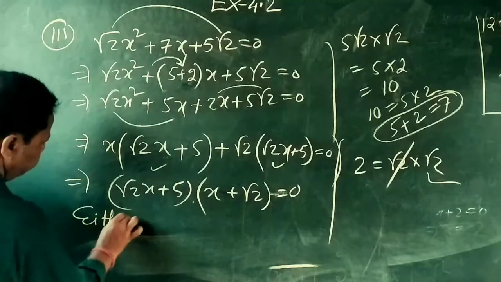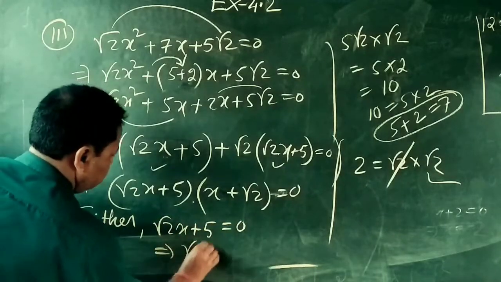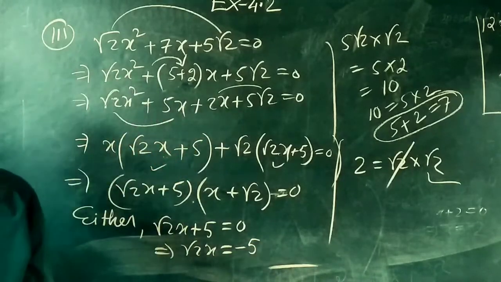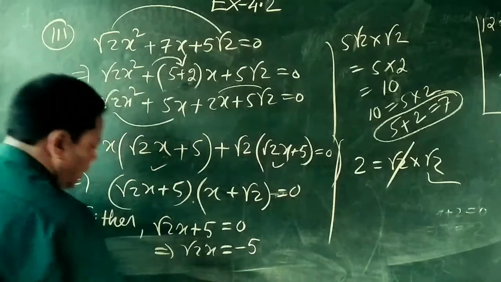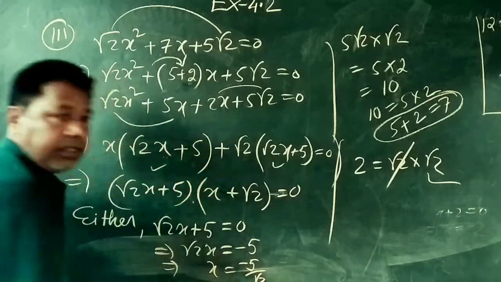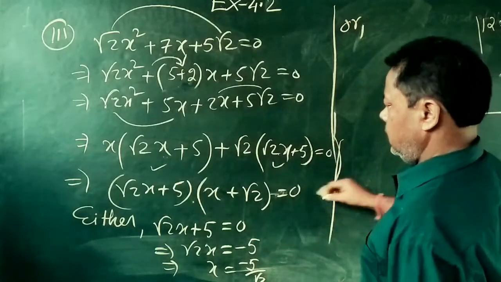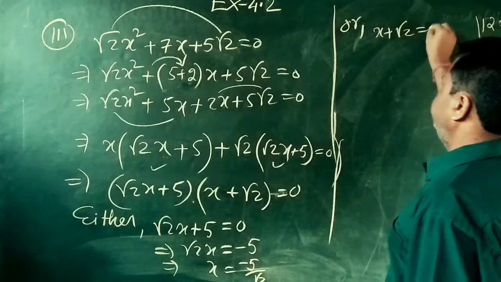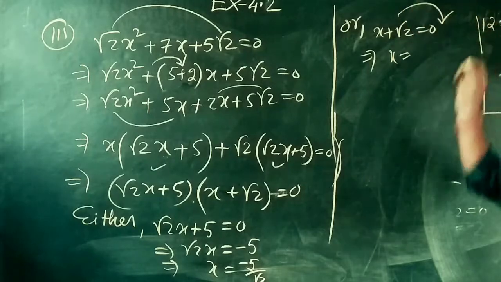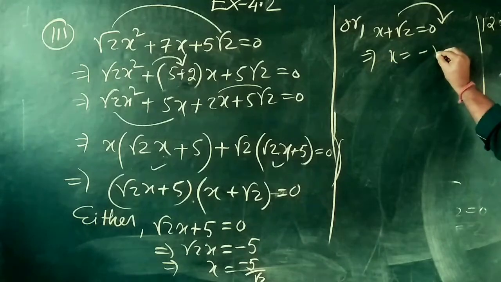Either root 2x plus 5 is equal to 0. Therefore the value of root 2x is 5 transferred to the right side, getting minus. Therefore, the value for x is minus 5 by root 2. This is one of the roots. And one more root. Or, the second factor x plus root 2 is 0. The value for x is root 2 transferring to the right side, the sign will become minus, because it was positive here. So, transferring to the right, getting negative.